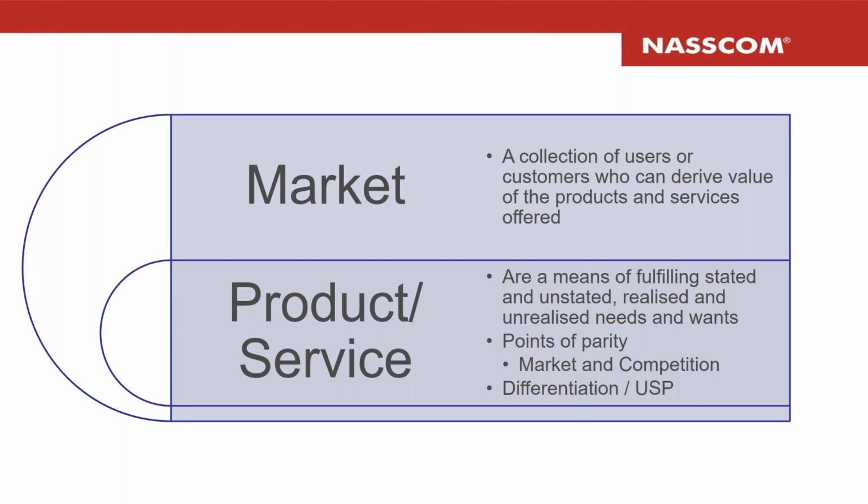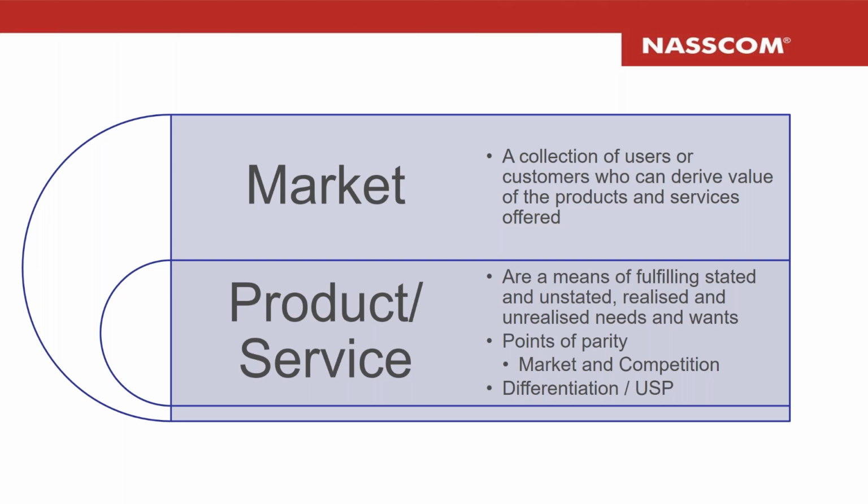Unless you're the first to market, you need to define... if you're the first to market, you need to kind of create the market. But otherwise, assuming that you're in an existing market, you will have to have points of parity for your product compared to competition. But because somebody has to choose you, you need to have that differentiation or a unique selling proposition, which helps you create a brand and have a successful product.